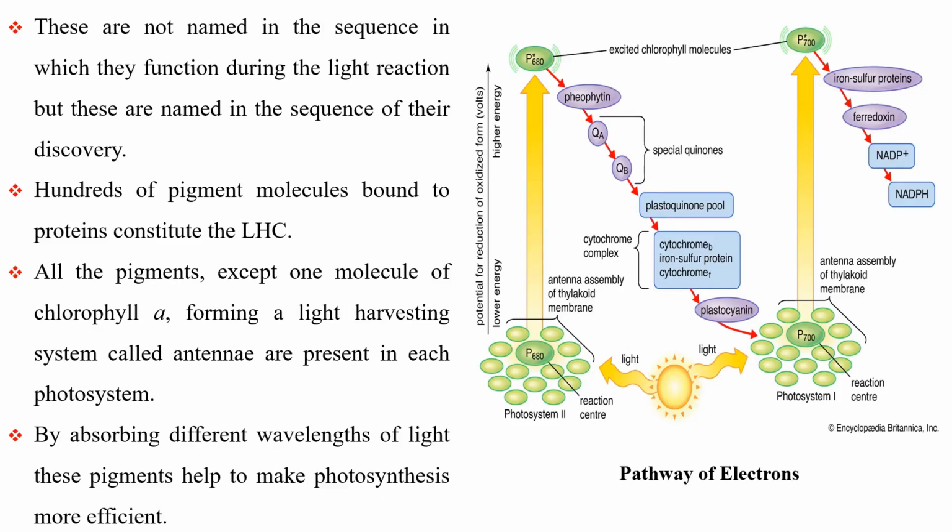Hundreds of pigment molecules bound to proteins constitute the LHC. All the pigments except one molecule of chlorophyll a, forming a light harvesting system called antennae, are present in each photosystem. By absorbing different wavelengths of light, these pigments help to make photosynthesis more efficient.